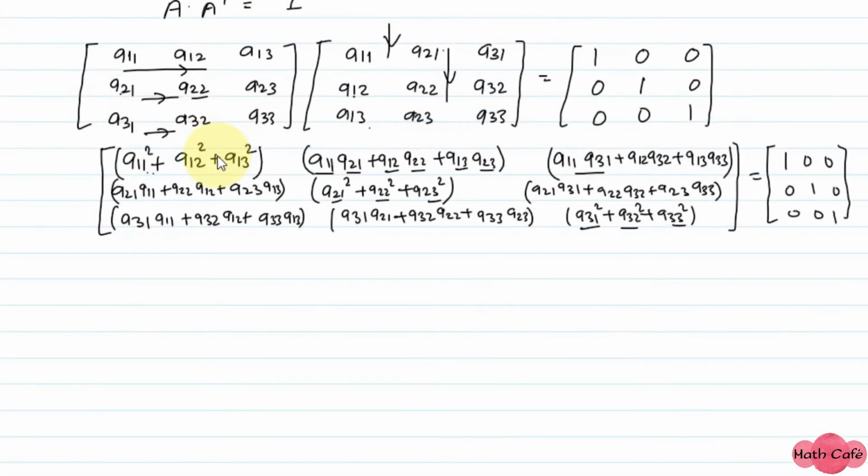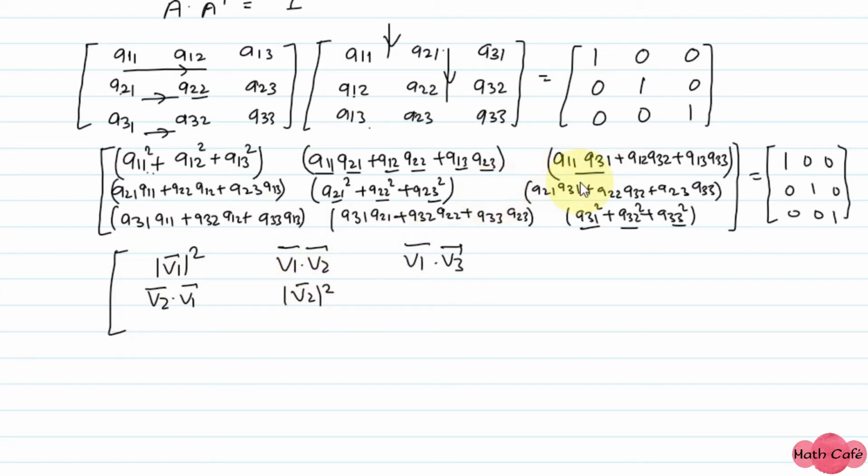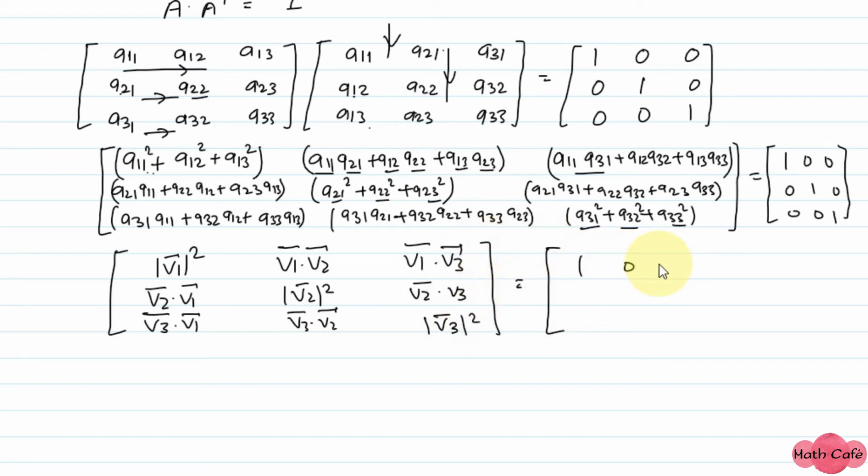So I'll just put all the values here. Finally this one is mod of V1 vector whole square, this one is V1 vector dot V2 vector, this one is V1 vector dot V3 vector, this one is V2 vector dot V1 vector, this one is mod of V2 vector square, and this one is V2 vector dot V3 vector. This one is V3 vector dot V1 vector, V3 vector dot V2 vector, and this one is V3 vector square. So this matrix is equal to the identity matrix 1 0 0, 0 1 0 and 0 0 1.